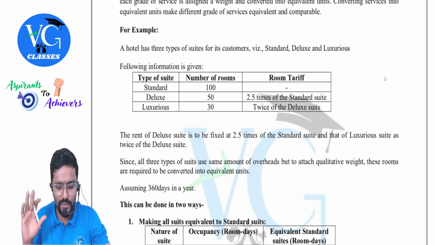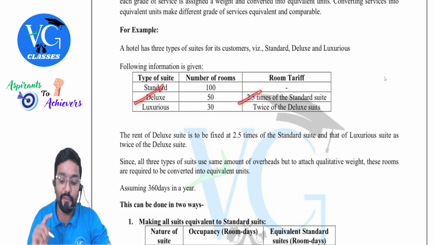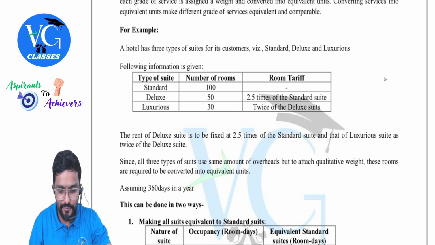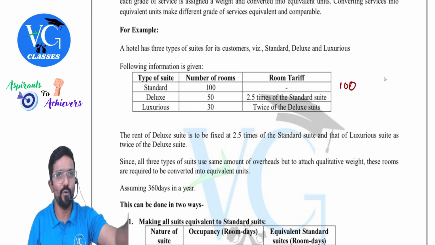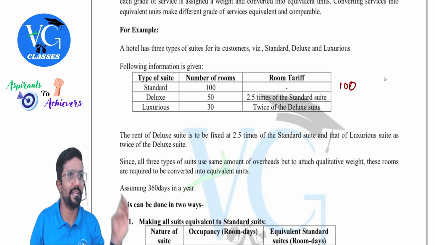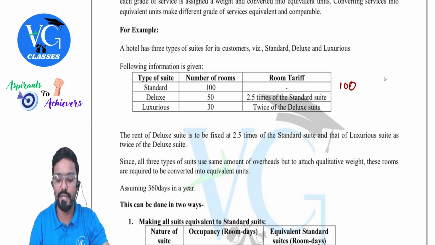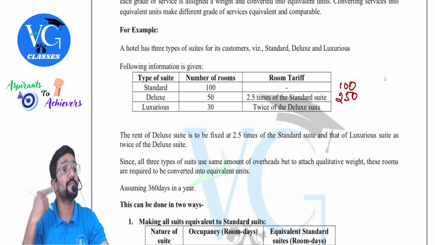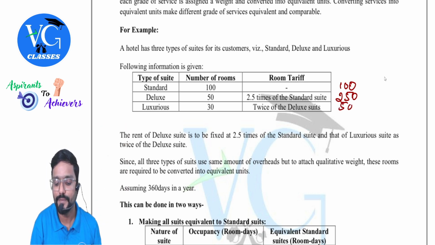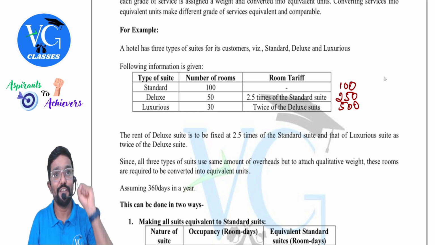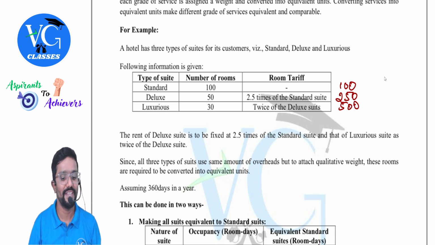Room tariff. Standard, whatever charges you charge, but deluxe you are charging 2.5 times of standard. For example, no hotel will charge you 100 rupees, but just for easy sake I am taking. Assume you are charging 100 rupees for a standard room per day. How much will you charge for a deluxe room? 250, 2.5 times of standard. How much will you charge for luxurious? Twice of the deluxe. That means 250 into 2, 500. So luxurious is 5 times of standard, whereas deluxe is 2.5 times of standard.